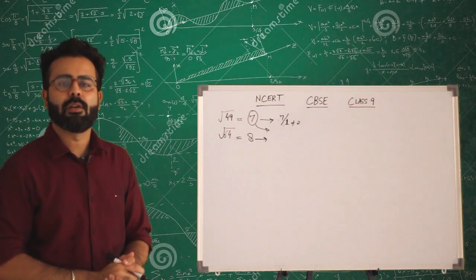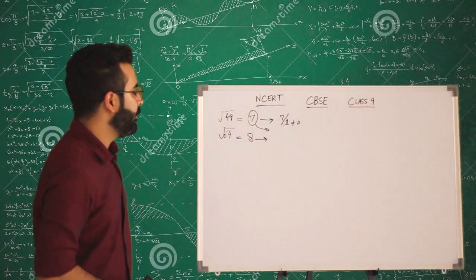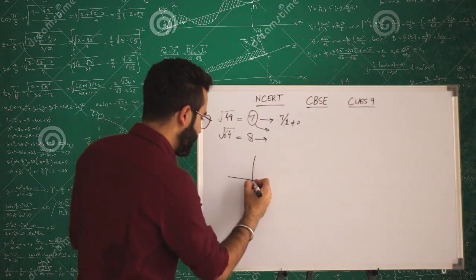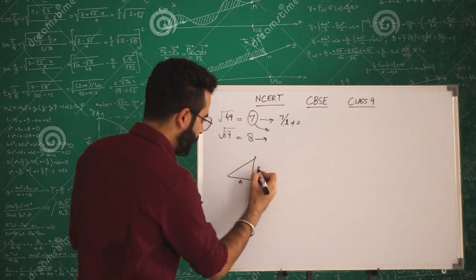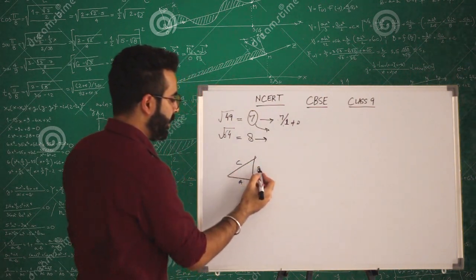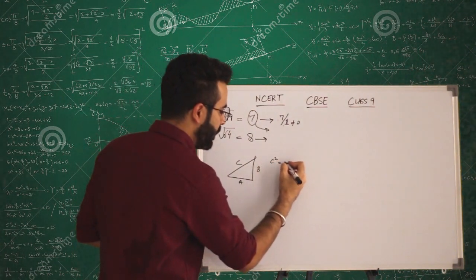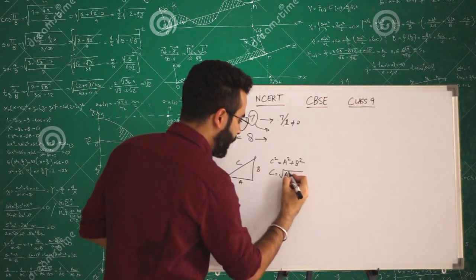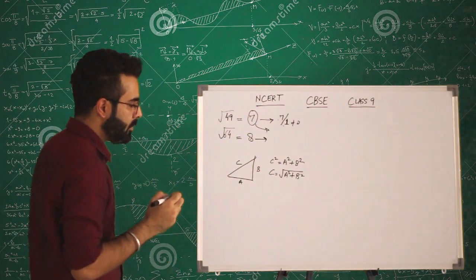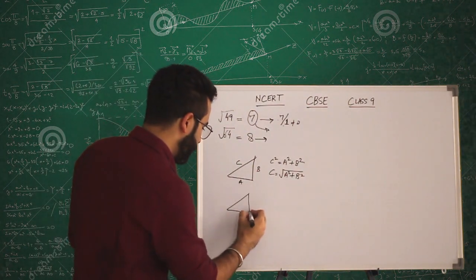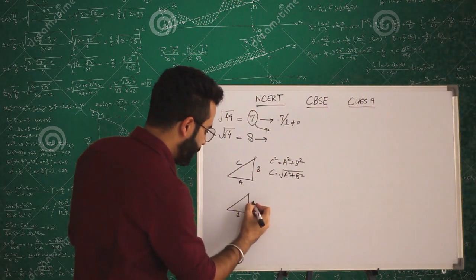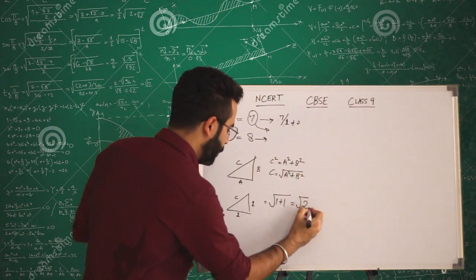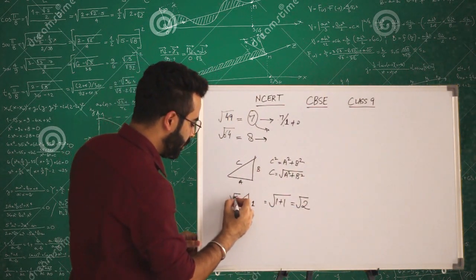Now the next question is, locate square root of 2 on the number line. For this, we'll have to revisit the Pythagoras theorem. Pythagoras theorem says c square is equal to a square plus b square, which means c will be square root of a square plus b square. Now if we have a triangle where this side is 1 and this side is 1, this side will be square root of 1 plus 1, which means square root of 2.